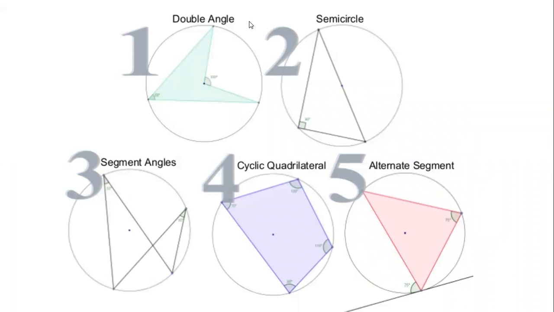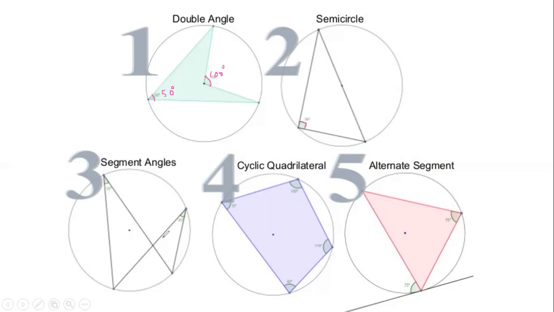So to summarize the properties, this is the first property that we looked at, and according to this, the angle subtended to the center from the same chord should be twice the angle subtended to the circumference. So if this is 50 degrees, this angle here is 100 degrees. And then this is a semicircle. All angles subtended in a semicircle from the diameter are equal to 90 degrees. That's why this angle here is 90 degrees.